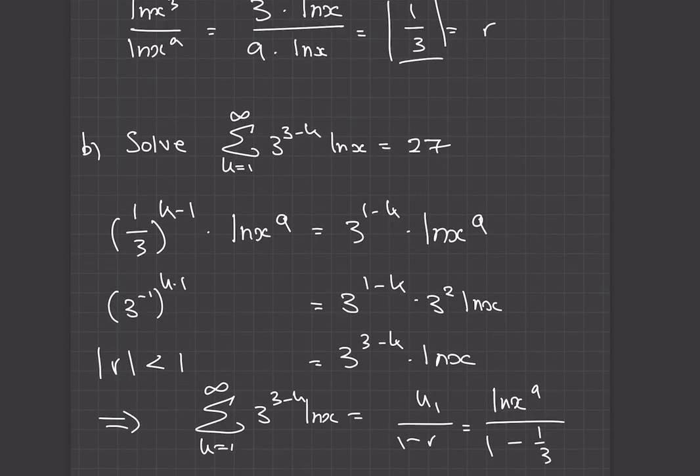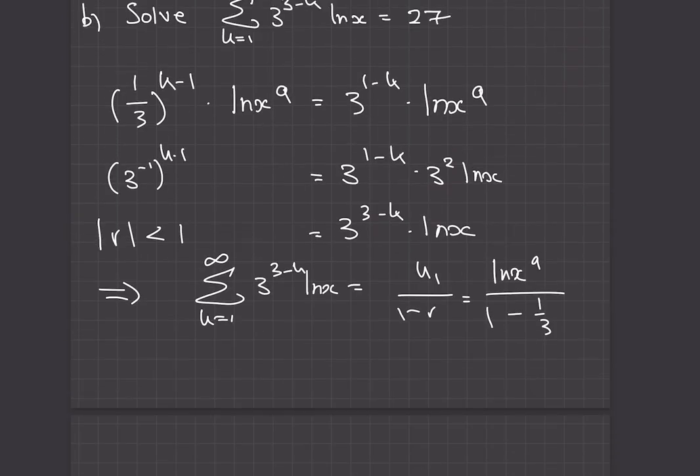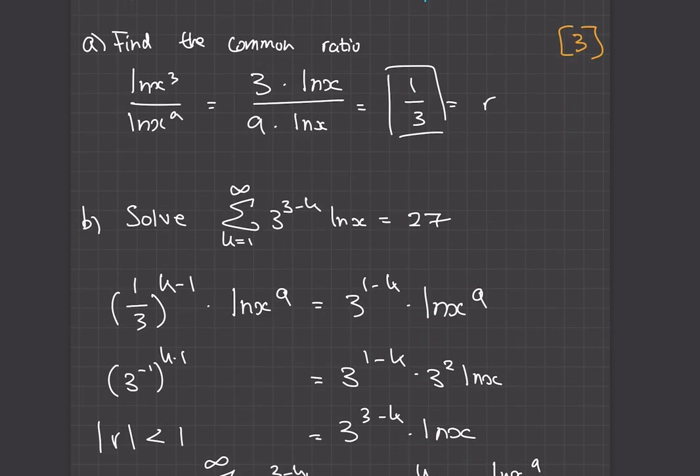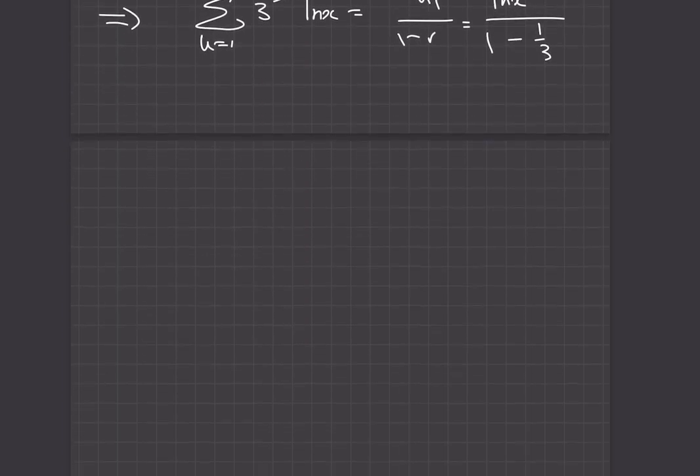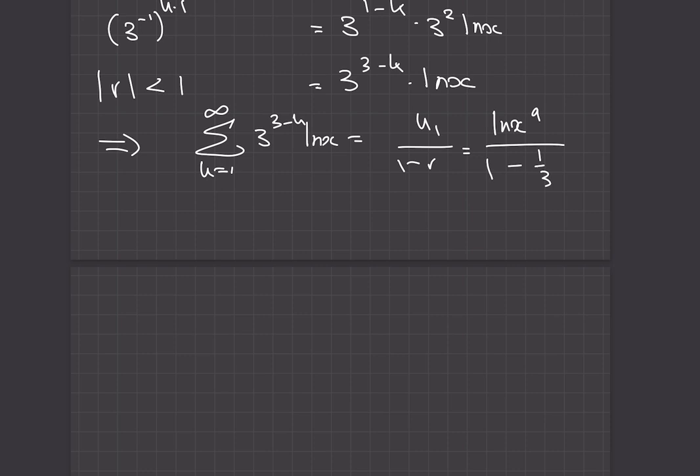And we know that this is equal to 27, right? That's given in the question. I'm just going to highlight that so it's obvious which part is the question. So the infinite sum is equal to 27, and we have to find x. So 1 minus 1/3 is 2/3. Dividing by 2/3 gives 3/2 ln x^9, which should equal 27.